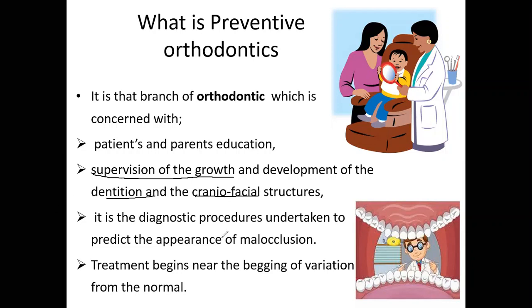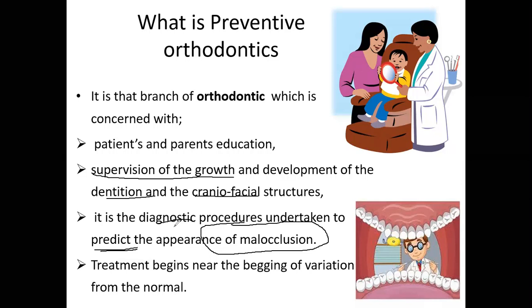Also, it includes the diagnostic procedures which may prevent the occurrence of malocclusion. We do prediction at this stage. We do prediction of what will be the problem in the future if this or that habit continues. For example, a child is having a thumb sucking habit. We know that thumb sucking habit will lead to proclination of the teeth, or maybe it may lead to open bite. It may lead to prognathic mandible. So there could be a lot of problems which may arise due to those habits.